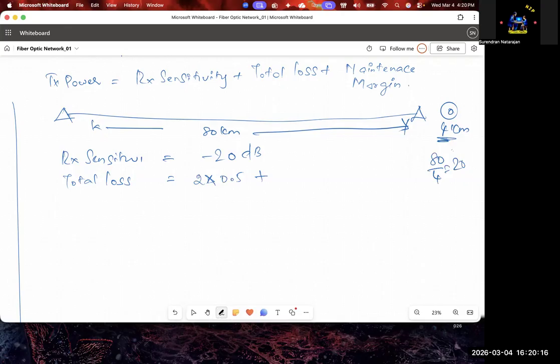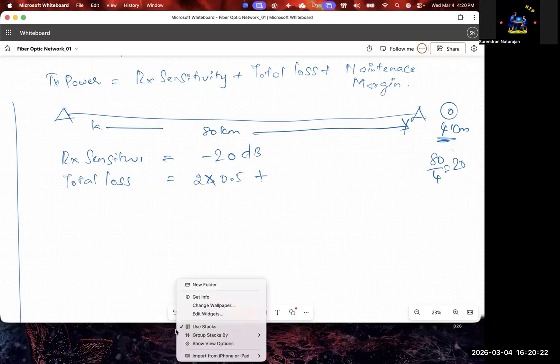Actually, are you using the mouse or the pencil, bro? Pencil only, Harish. Okay, I switched off the mouse.